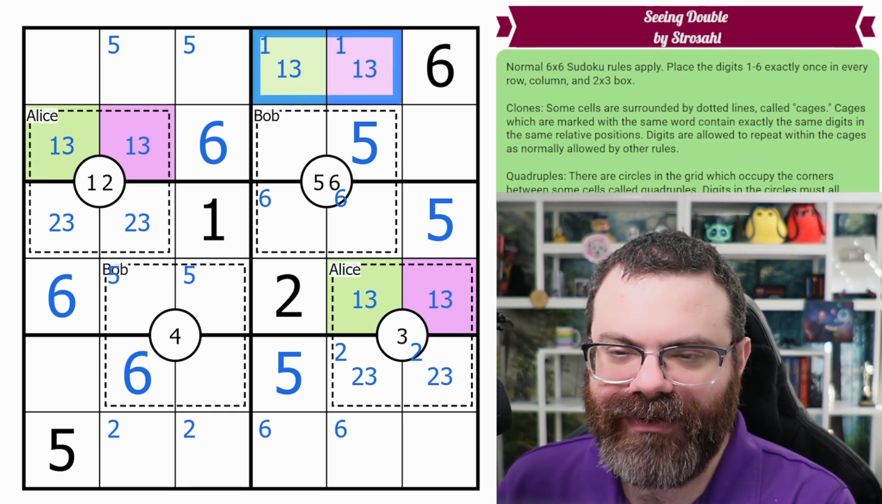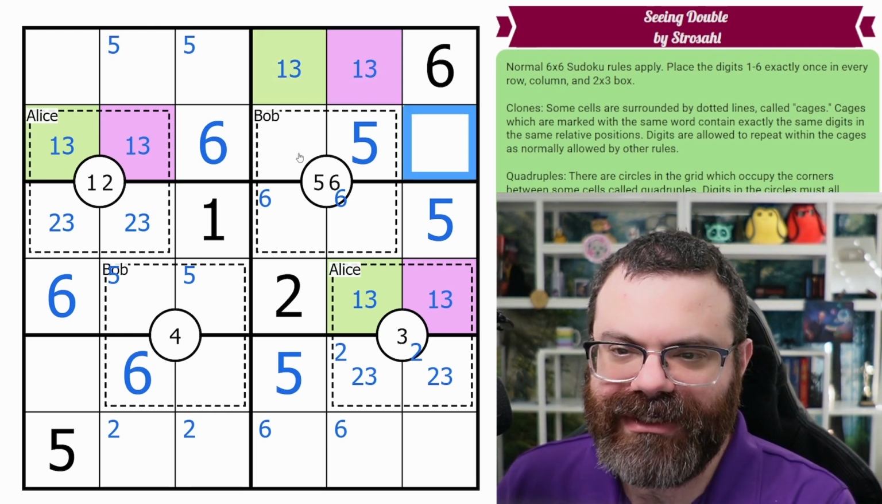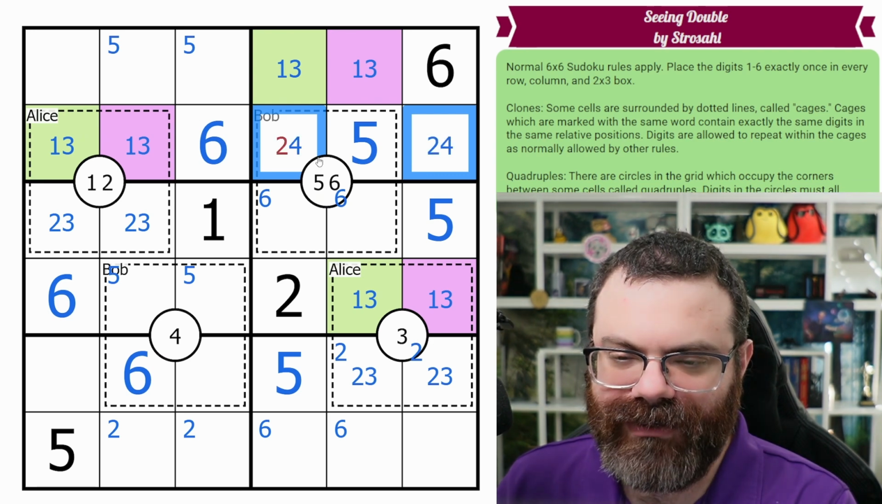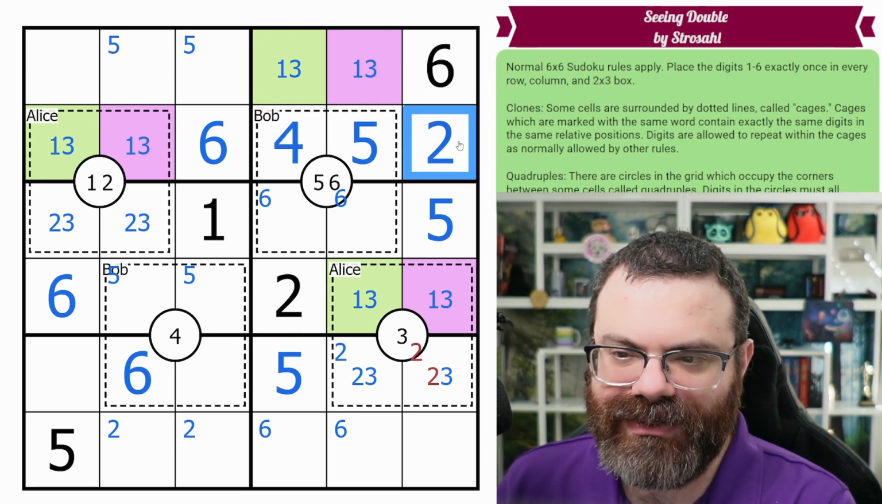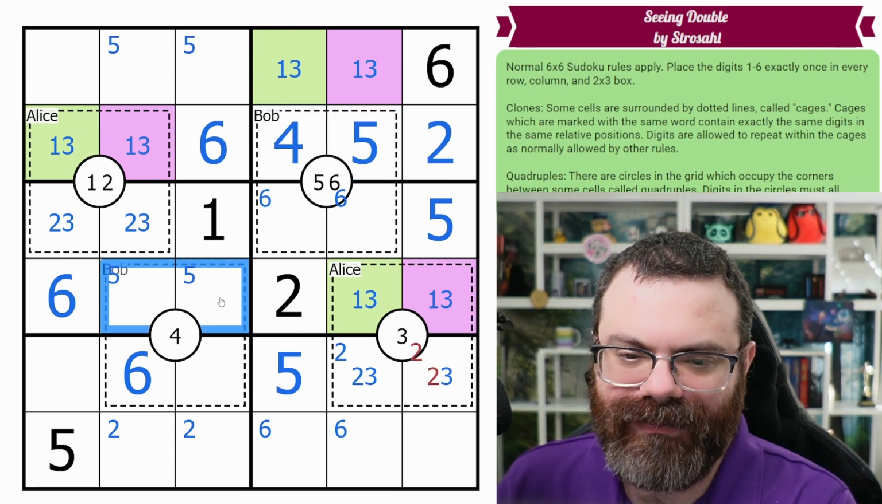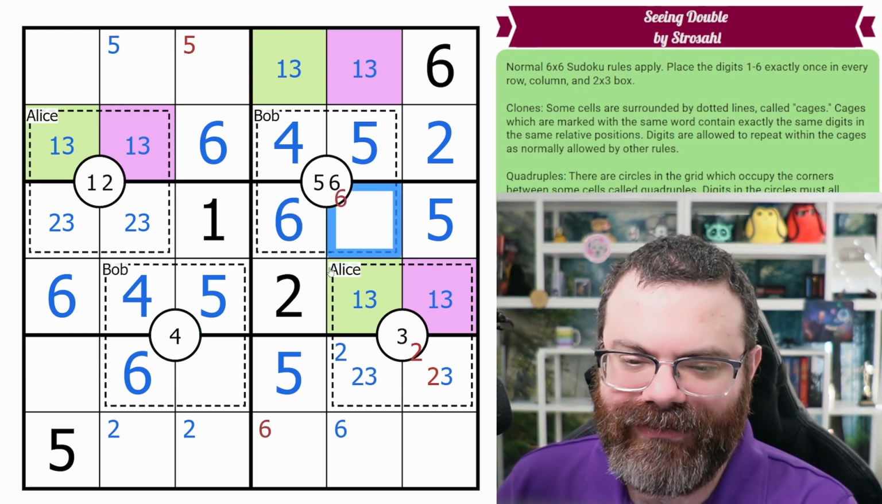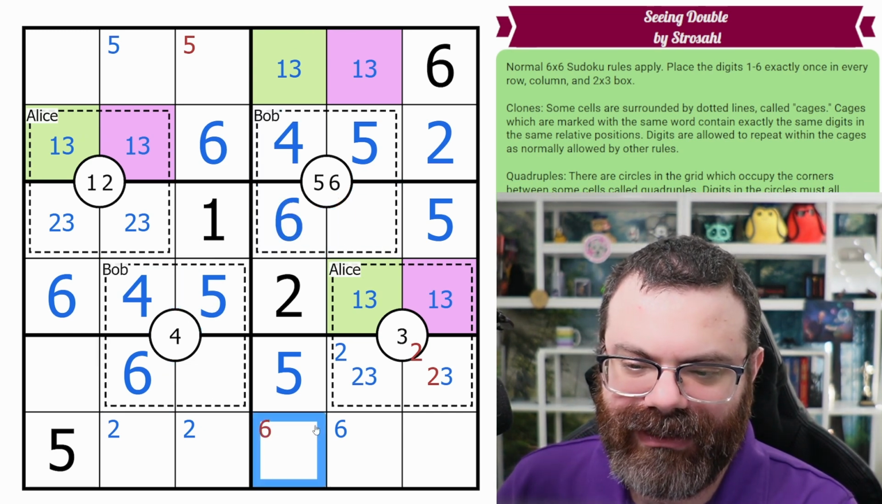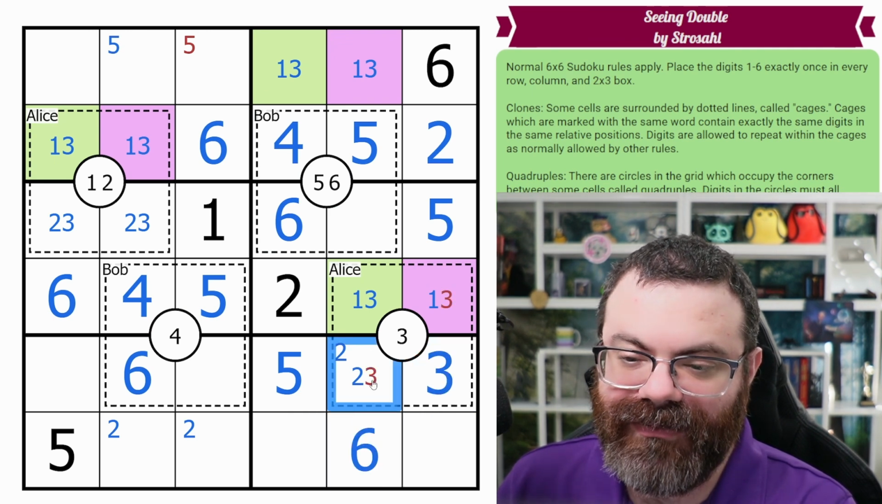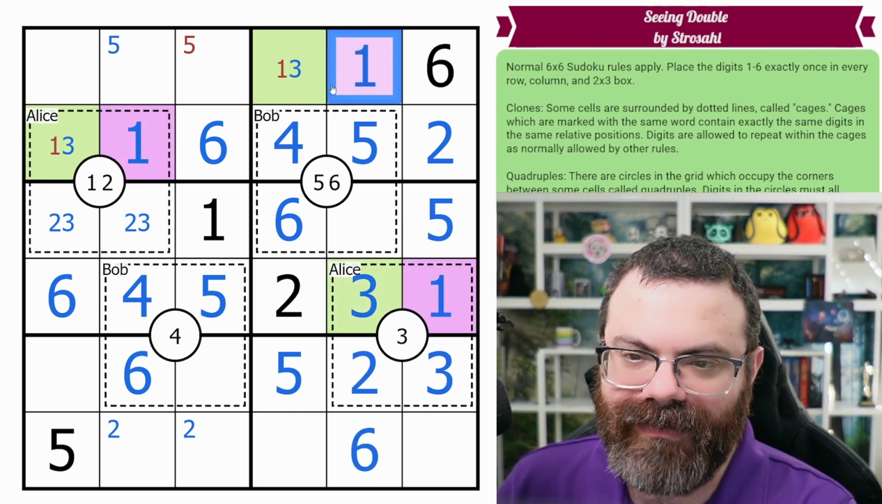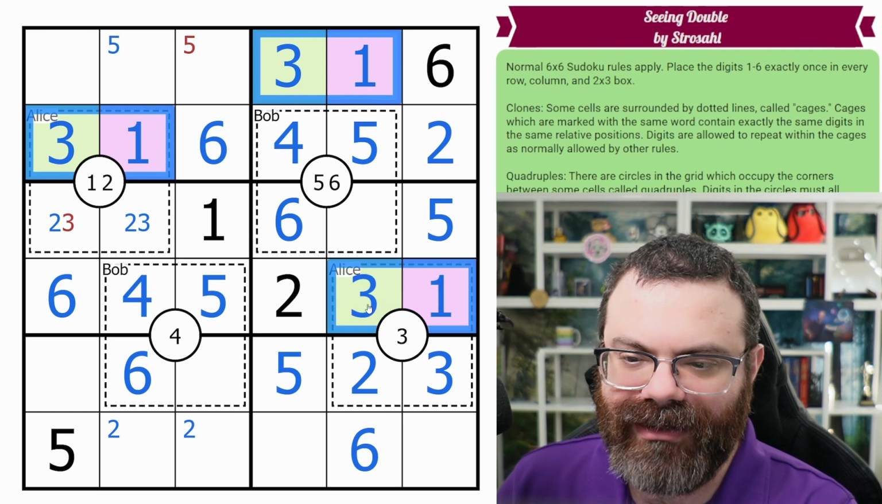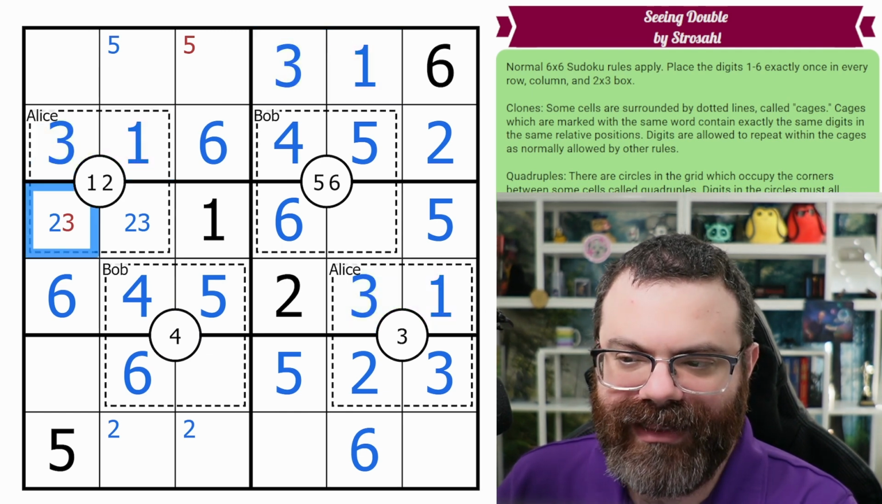So these are a 1, 3 pair as well, which means the remaining digits are 2 and 4, and this can't be a 2. So we get the 4 and the 2, and we might as well fill out Bob while we're at it. So Bob has the 4, 5, 6, so it's fulfilled. This is 6. We get the 3 and the 2 resolved, the 1 and the 3. So all the purples are 1s, all the greens are 3s. We don't need them colored anymore. This is a 2 and a 3.